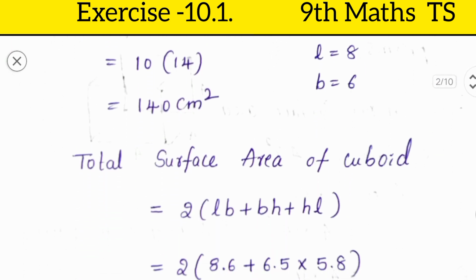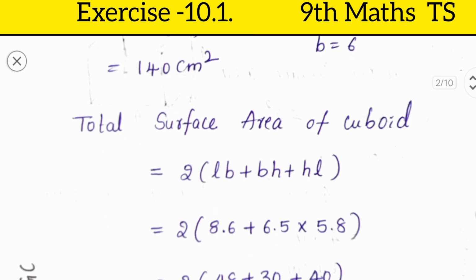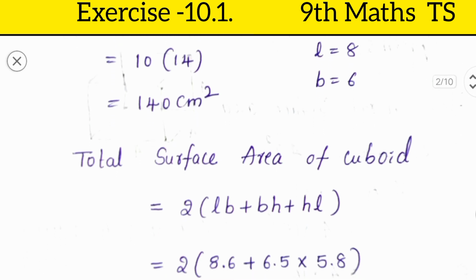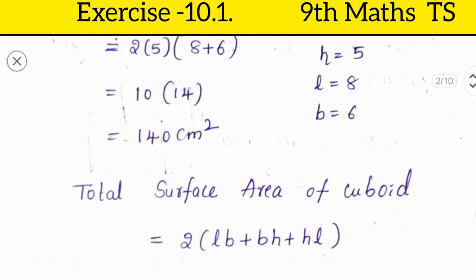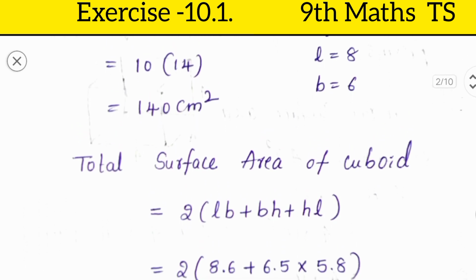Next, moving to the TSA of the cuboid. The TSA of the cuboid formula is 2 of LB plus BH plus LH. All values are given here. This is not a dot, this is a multiplication symbol. So 2 of 8 into 6, because here L is 8 and B is 6. So 8 into 6 and 6 into 5. B is 6 here, and H is 5.